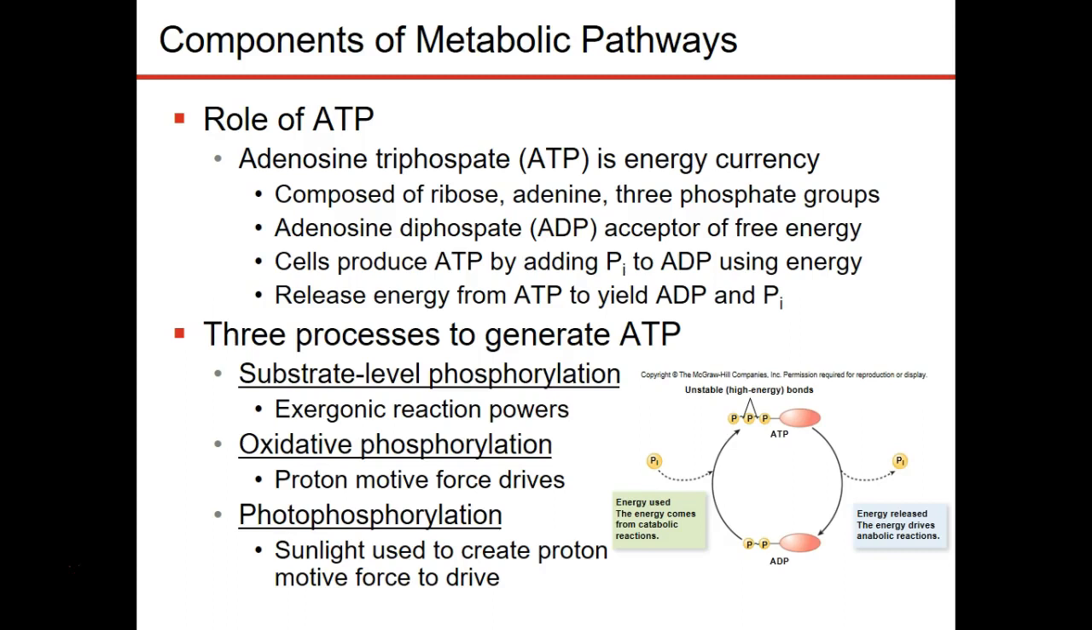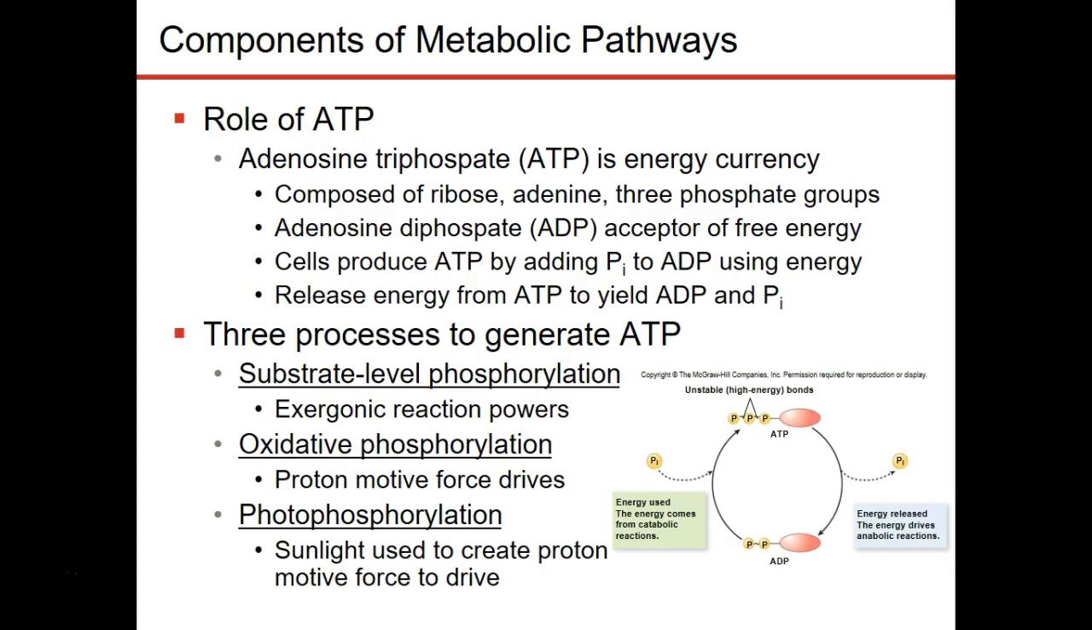So there are three basic ways that we produce ATP. Substrate level phosphorylation, where you add a phosphate directly to the adenosine diphosphate, and you produce adenosine triphosphate. This gives us a small amount of energy, but it occurs relatively fast. Substrate level phosphorylation also is a very quick energy source, and all organisms can use this mechanism to produce energy.